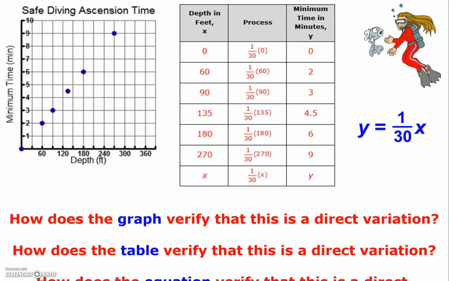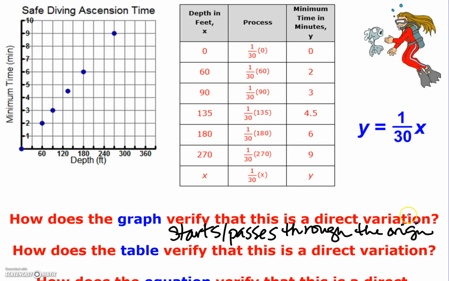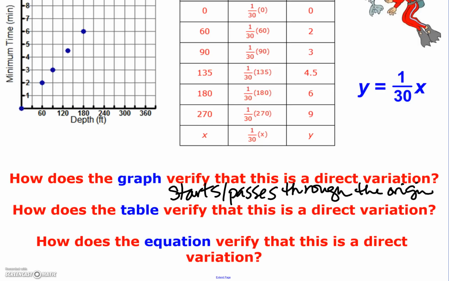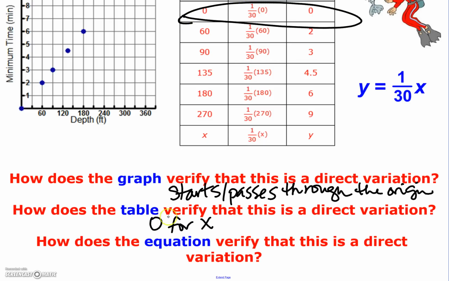Okay, so how does the graph verify that this is a direct variation? The answer would be that it starts or passes through the origin. Okay, the next question says, how does the table verify that this is a direct variation? If you look at the table, you have 0 for x and 0 for y, which is the ordered pair 0, 0, which is the origin.